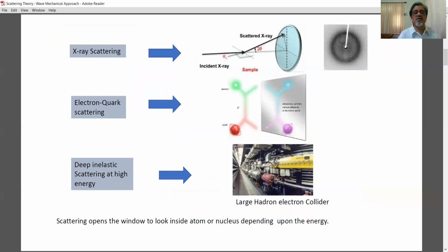Another is a high energy scattering phenomenon. There, electron and quark scattering is taking place, and this shows the figure of electron and quark scattering. One more is again a high energy scattering phenomenon, where deep inelastic scattering at high energy is shown, and that is shown in a very popular and prestigious experiment, the Large Hadron Electron Collider. That is a huge setup, shown in this picture. So it is a very high energy experiment. Scattering opens the window to look inside the atom or nucleus, depending upon the energy we have used.